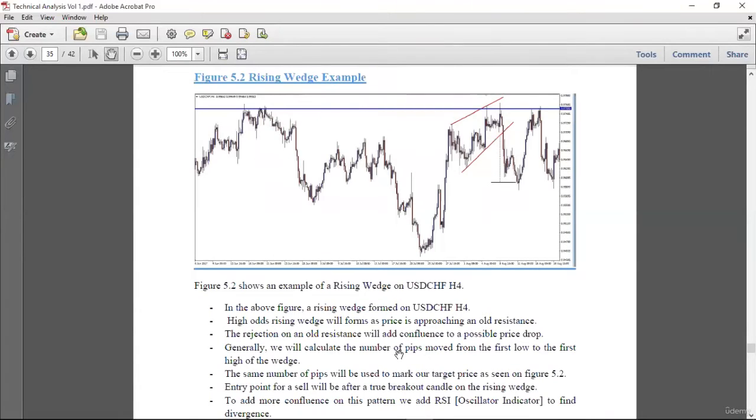Generally, we'll calculate the number of pips moved from the first low to the first high of the wedge. So from this first low to the first high, see how many pips you have, or maybe from this high to this low. But normally take from the low to the high. If this is the first low and that's the first high, check the number of pips from this, and that's how many pips price is going to go down, and that's how many pips you are targeting.